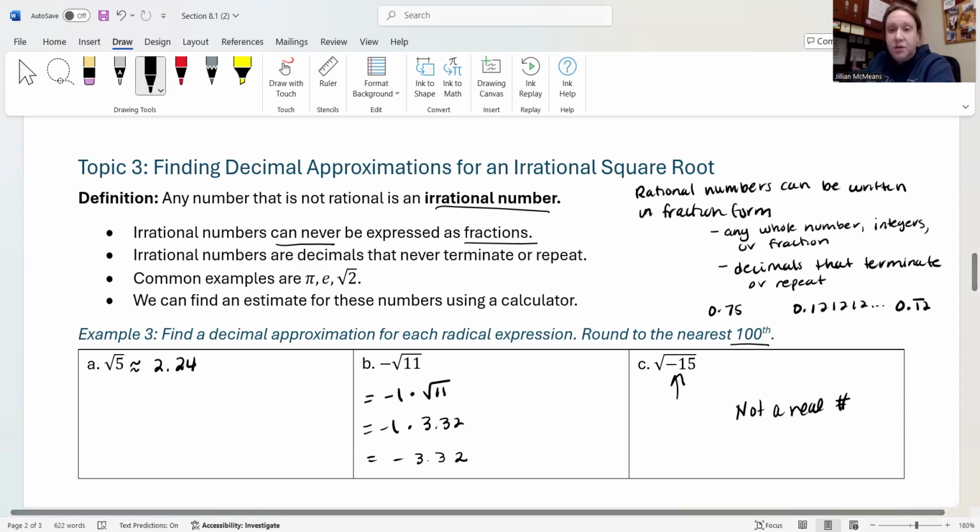So just be on the lookout and please understand the difference between something like part B and part C. Part B, that negative is outside the radical. It's okay. The negative that's under the radical is a problem because we're dealing with a square root. There are not two identical numbers that will ever multiply in the real number system to give us a negative.